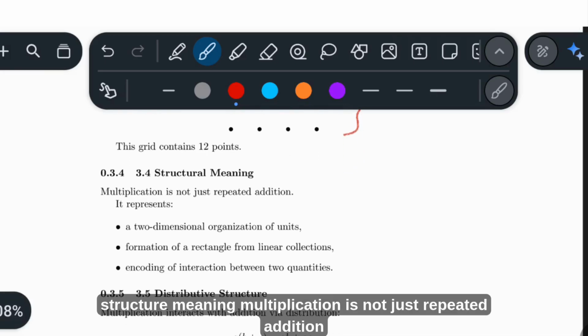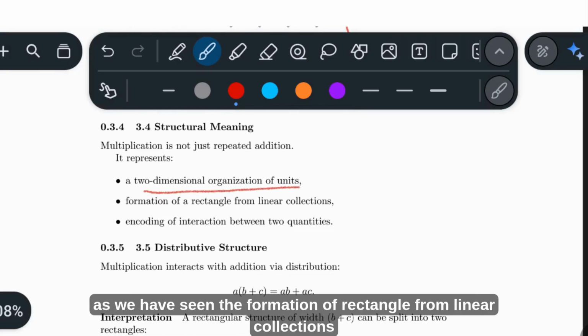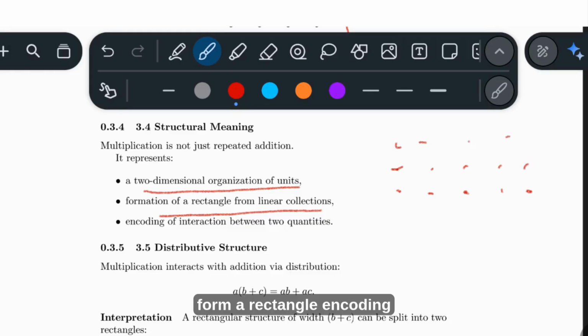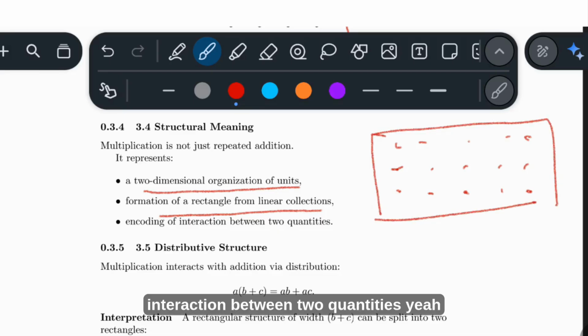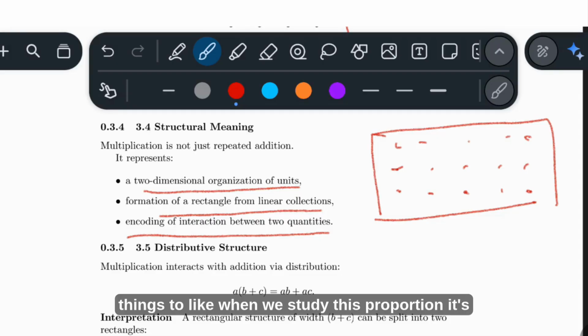Now structure: multiplication is not just repeated addition, it represents a two-dimensional organization of units, as we have seen. The formation of a rectangle from linear collections. You have this linear collection, and you can make another collection and form a rectangle. Encoding interaction between two quantities. It is more about comparing things, like when we study ratio and proportion, it's quite familiar with these things.